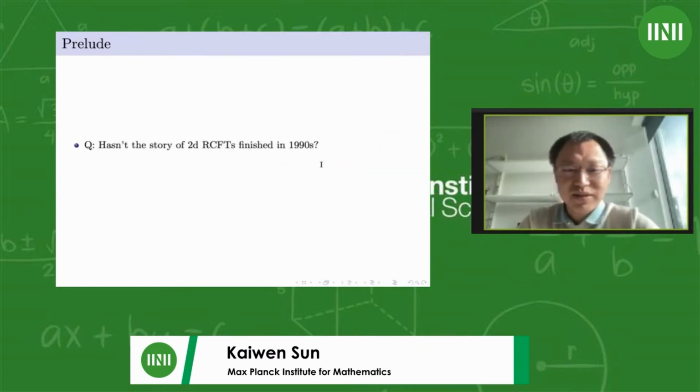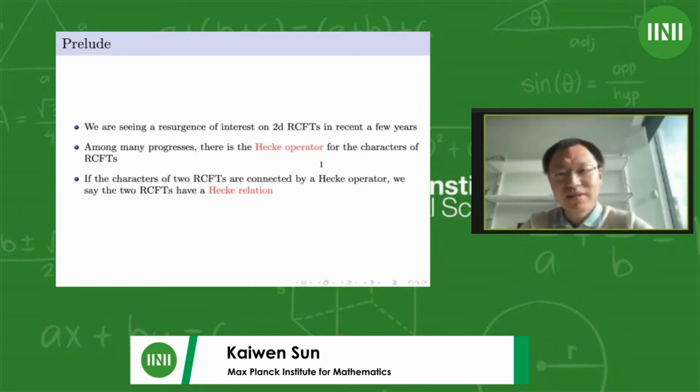So I think some audience may begin to wonder, hasn't the story of 2D rational CFTs already finished in the 90s? I hope from my talk, I can convince you that the story is not finished, and in fact, far from it. In recent years, we are seeing a resurgence of interest in 2D rational CFTs. Among many progresses, there is this Hecke operator, which is the main topic of my talk today.